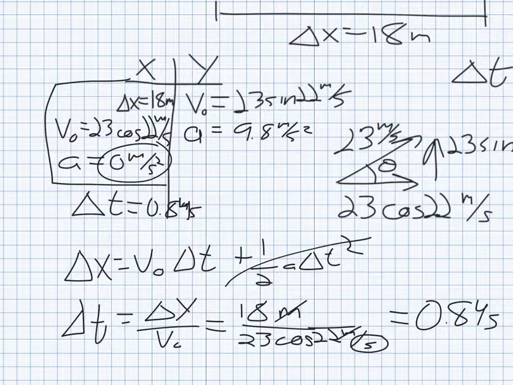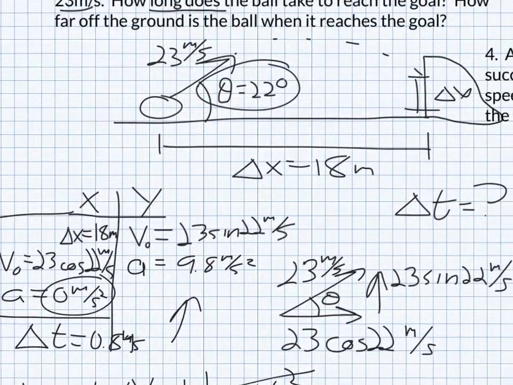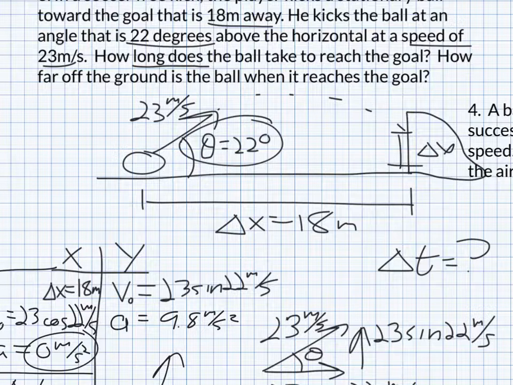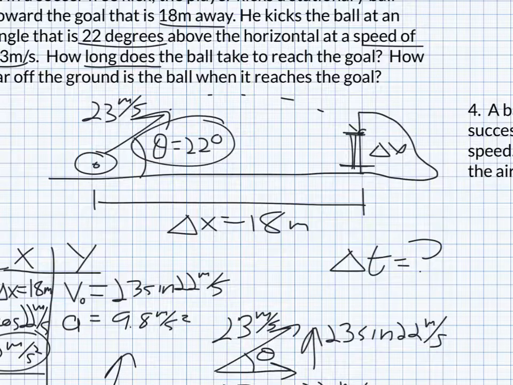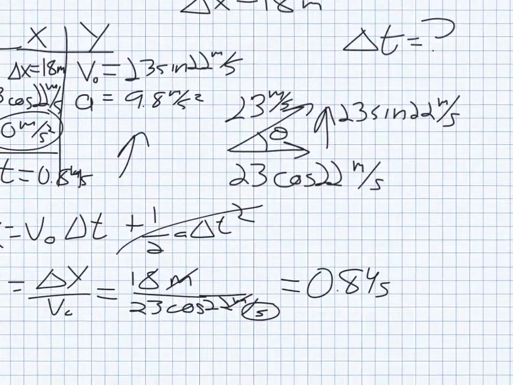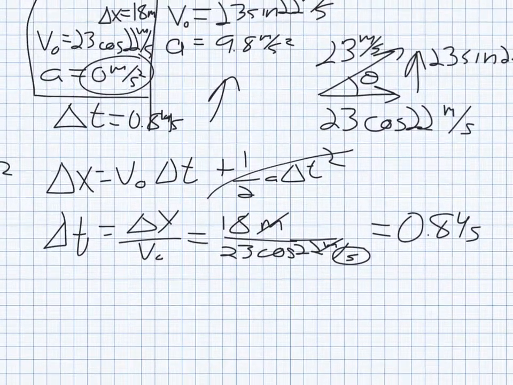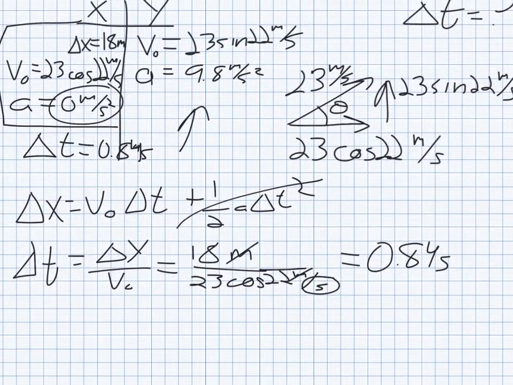So time is now also a given in the vertical direction, which will help because it was asking me how far off the ground is it when it reaches the goal. Well, that time interval was from where I kicked it to here. It's going to be the same time interval when I try to solve for the vertical distance because the ball's in the same spot there. All right, so oops, stop moving yourself around. There we go.